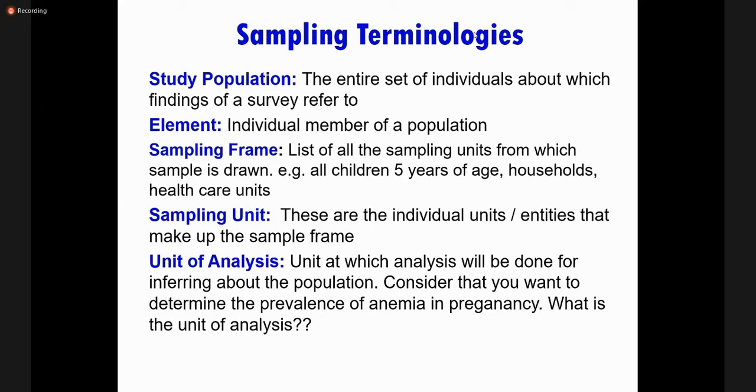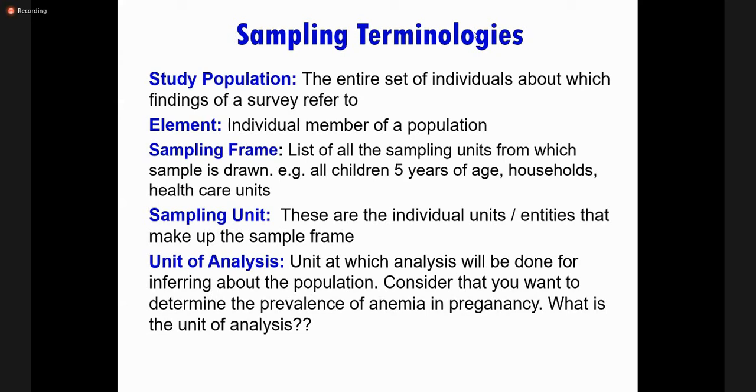And again, the unit of analysis. We talked about sampling frame and sampling unit. Now we will talk about the unit of analysis. The unit at which analysis will be done for inferring about the population is the unit of analysis. Consider that you want to determine the presence of anemia in pregnancy. What is the unit of analysis? If you want to understand the prevalence of anemia in pregnancy, the unit of analysis will be the percentage of pregnant women having anemia, of course. So the pregnant woman will be your unit of analysis.